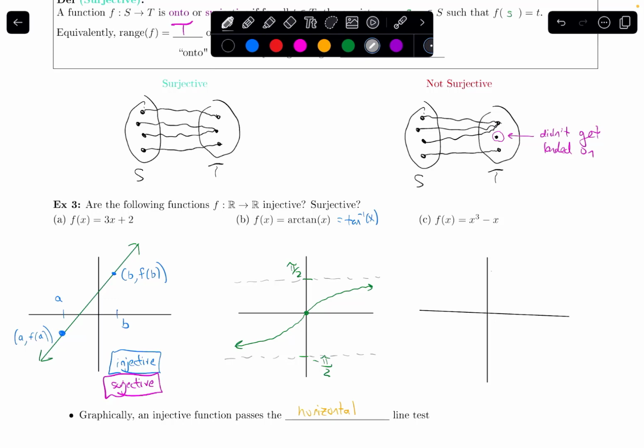So will this pass the horizontal line test? Yeah, any horizontal line that I draw will never cross the graph more than one time. So we don't have any problem points where I have multiple inputs with the same output. It is injective.